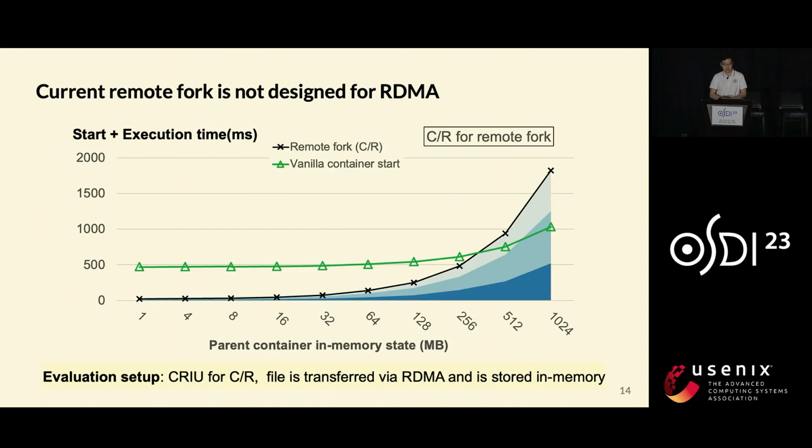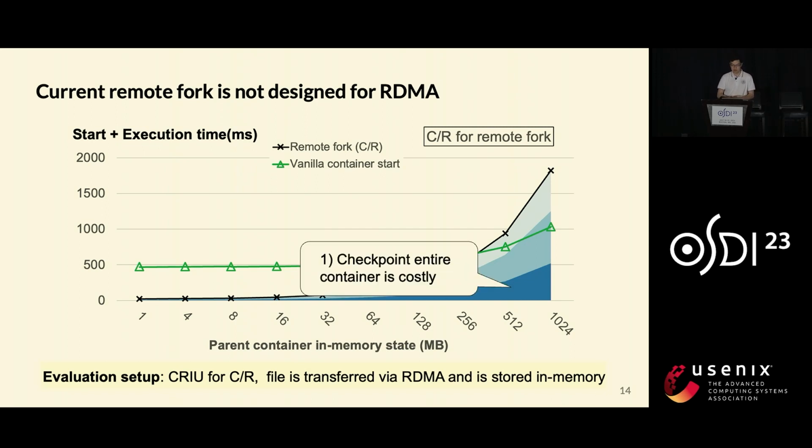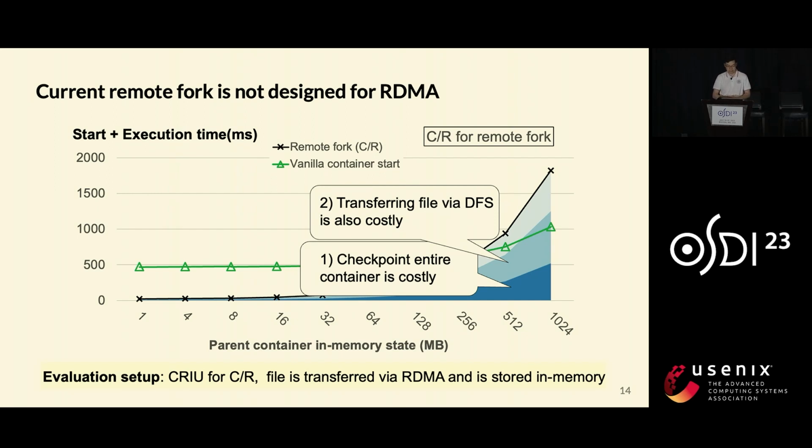Although such a solution can reduce the container startup latency when the container memory usage is small, its overhead increases rapidly as the container memory usage increases. There are 2 reasons. First, checkpointing the entire container memory is costly. Second, storing the memory content in a file and transferring it through a DFS is also costly, even though RDMA is used for the network transferring and the file is only in memory.